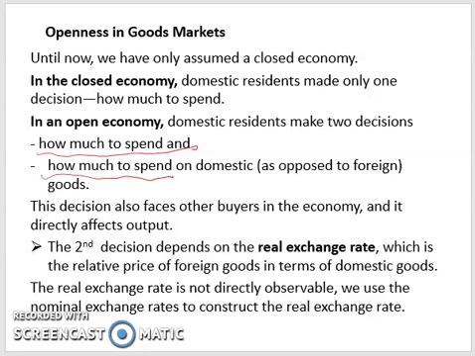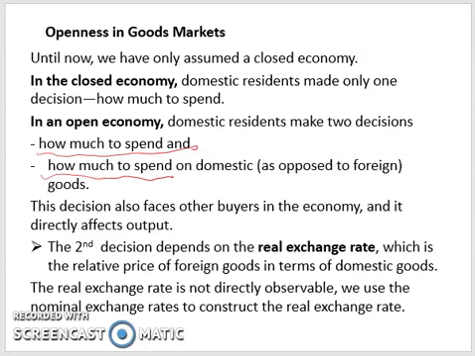Indeed, all buyers, including domestic and foreign firms and governments, face the same decision. This decision has a direct effect on domestic output. If buyers decide to buy more domestic goods, demand for domestic goods increases, and so does domestic output. If they decide to buy more foreign goods, foreign output increases instead of domestic output. Central to this second decision is the price of domestic goods relative to foreign goods. We call this relative price the real exchange rate.